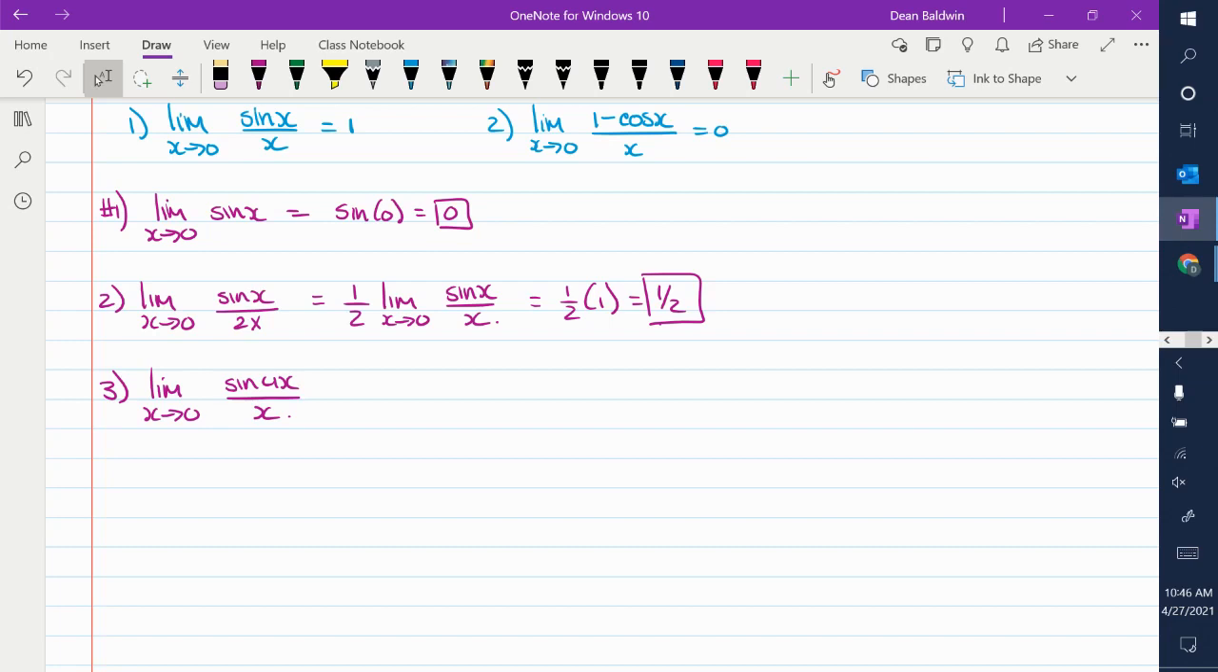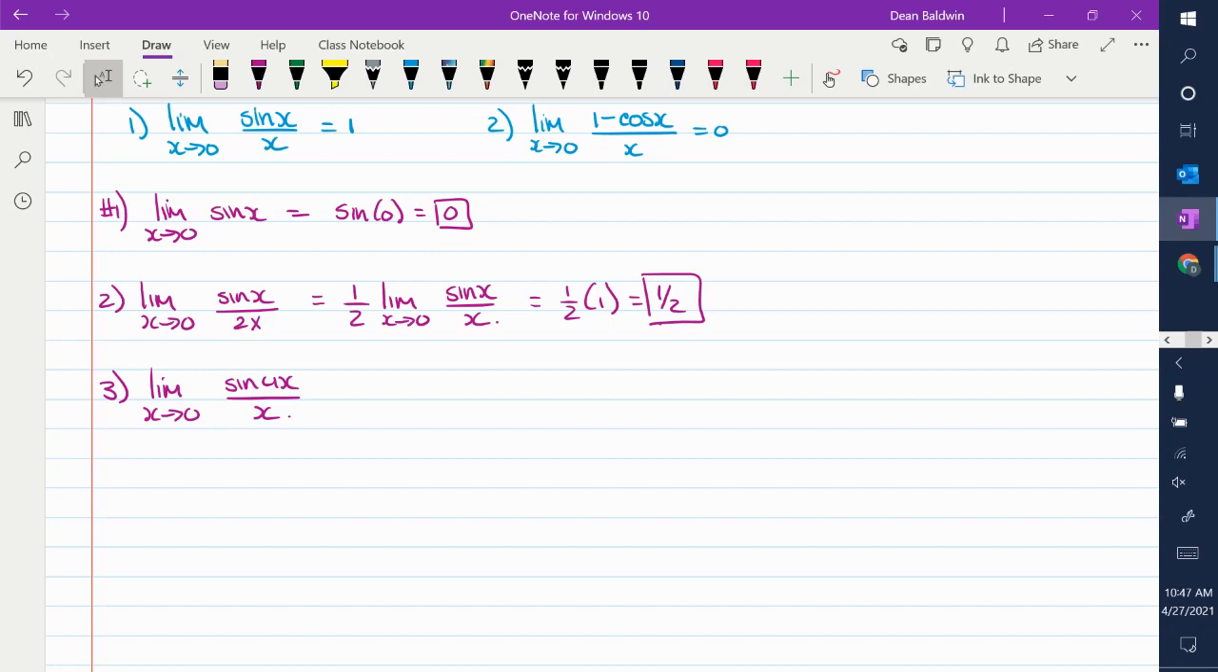Now, you cannot take the 4 out, okay? Because it's inside the trig function. So you cannot touch anything that is inside a trig function, you can't take it out. Unless you're going to use a different identity, but we're not doing that. Okay? You can't pull the 4 out like you did here where you pulled the 1/2 out.